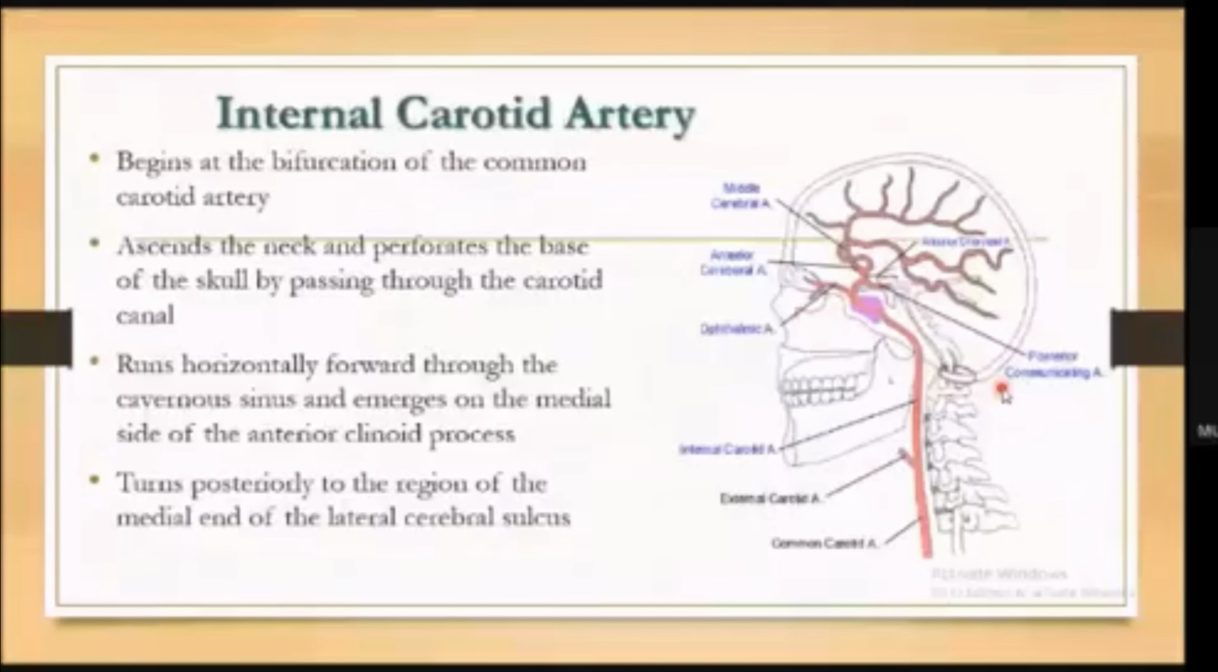Yes, ma'am. Okay, so internal carotid artery, and you may know that this is a branch of common carotid artery. Common carotid artery is having two terminal branches, external and internal carotid artery. So the internal carotid artery is taking the main blood supply to the brain. So this is a branch of common carotid artery ascending up in the neck, and reaching the base of the skull and entering the cranial cavity via carotid canal present in the base of the skull.